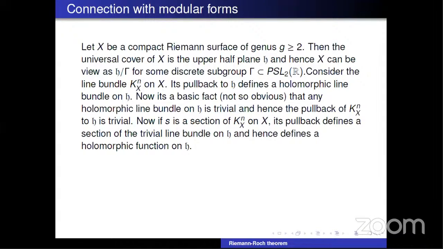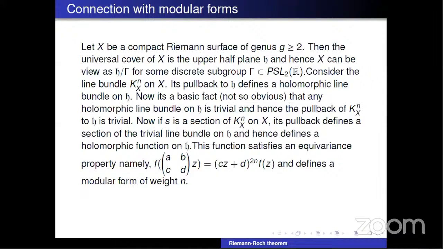So you pull back the line bundle to the upper half plane, and that's a trivial line bundle. So in particular, the pullback of K_X^n to the upper half plane is trivial. Now, if S is a section of K_X^n on X, its pullback defines a section of the trivial line bundle on H, and hence defines a holomorphic function on the upper half plane. This function satisfies an equivariance property that f of (az+b)/(cz+d) is (cz+d) to the power 2n times f(z), and defines a weight n modular form.